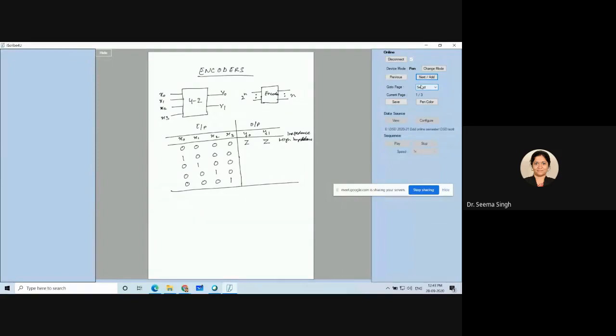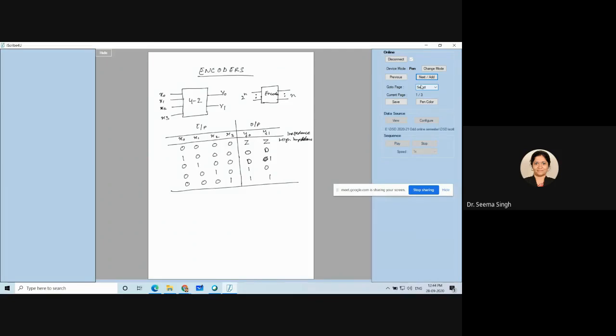Okay, now if X0 is high and the rest are all 0, then what do you think the output should be? Yes, it should be 0, 0. X0 means it will be 0, 0. X1 means it will be 0, 1. X2 will be 1, 0. And X3 will be 1, 1. Correct. So you got it?